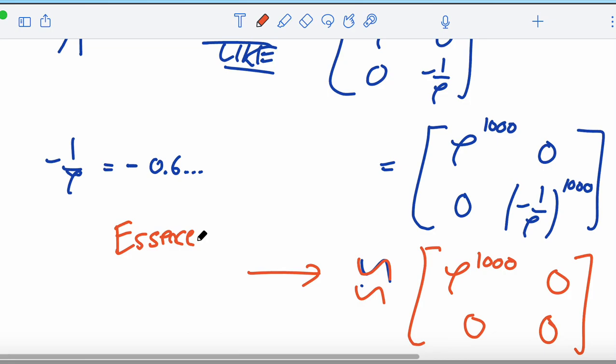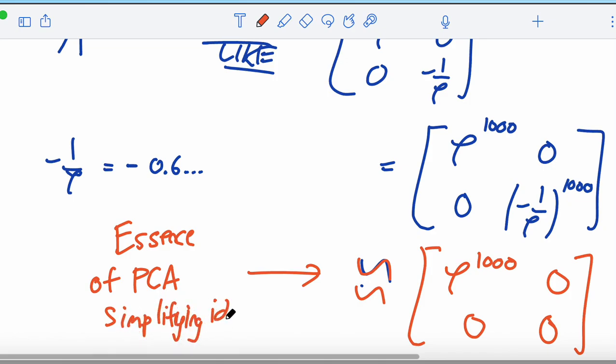So in this problem, this simplification is just, this one doesn't matter. This is 0.6 to the power 1,000. This one is like 1.6 to the power 1,000. That's going to be a big number, like billions and billions and billions. This number is like 0.0000. Doesn't matter. So this is the big idea. This is the essence of PCA and of this simplifying idea. And so we're using it here.